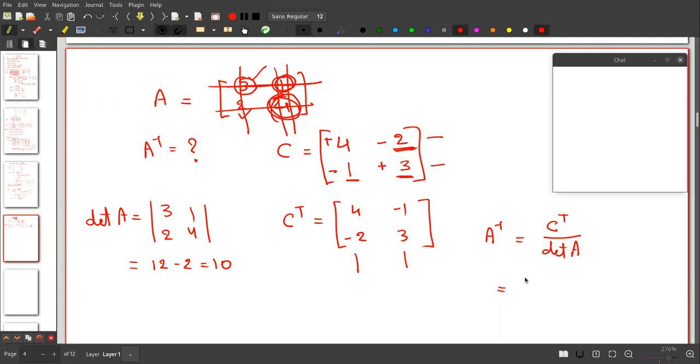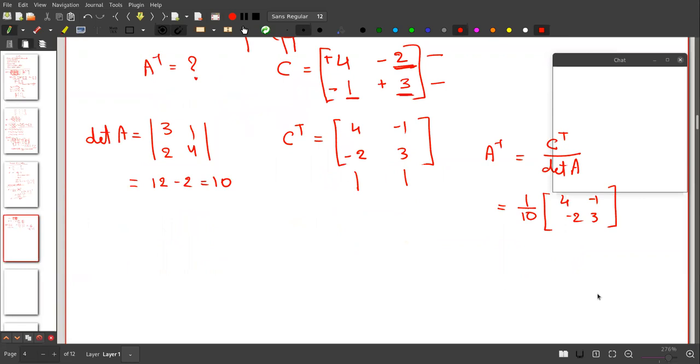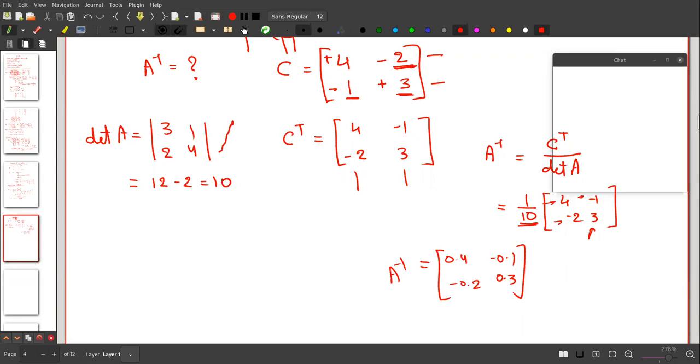equals 1 by 10, 4 minus 1 minus 2, 3. And this 1 by 10 will go in each term. So this is a multiplicative factor on the matrix that multiplies in each term. Okay, fine. So this we have seen. So it will be 0.4 minus 0.1 minus 0.2, 0.3. So this is the A inverse of the matrix A, this 3 1 2 4.